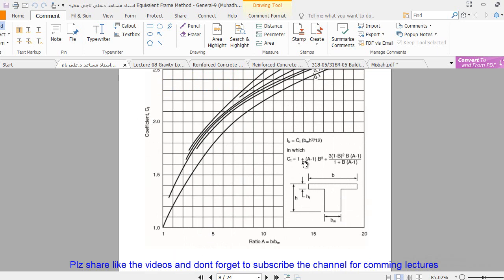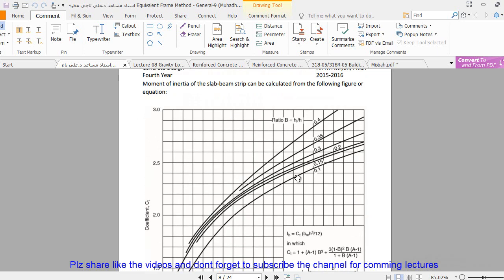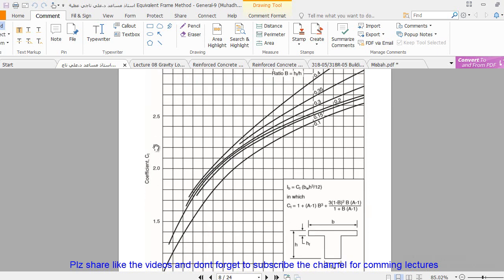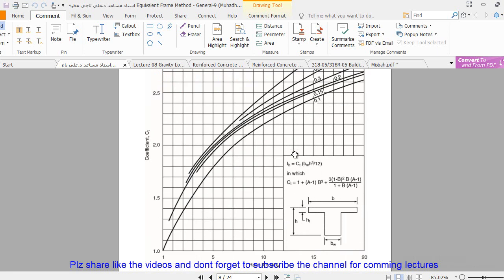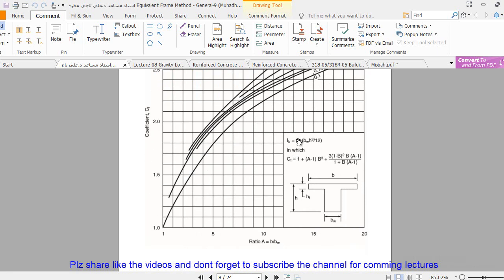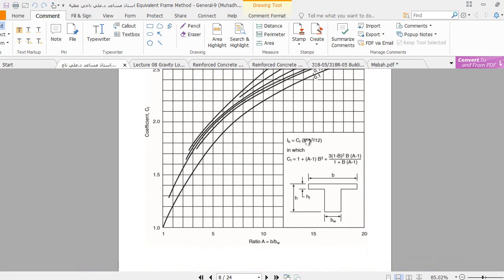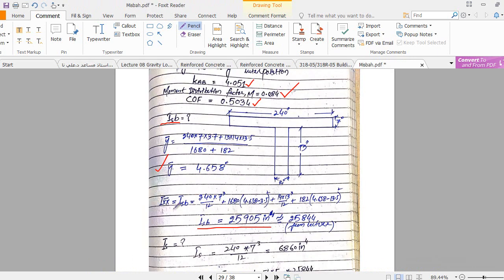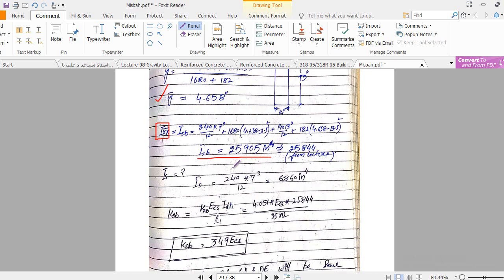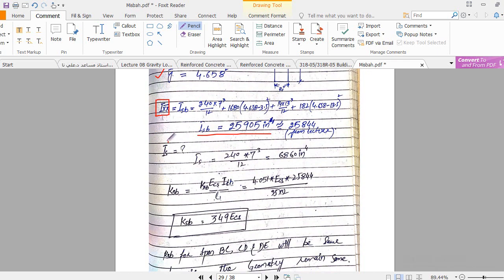And what do A and B mean? You see A equals B by BW and B equals HF by H. So find out these values, choose the curve, and you can easily find your IB value by finding the CT value and plugging that value into this equation. You find this value, clear? IB, clear?